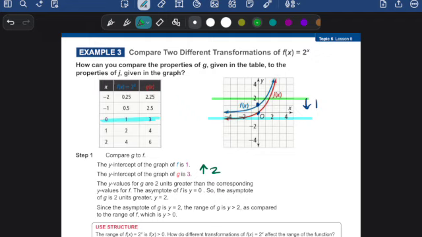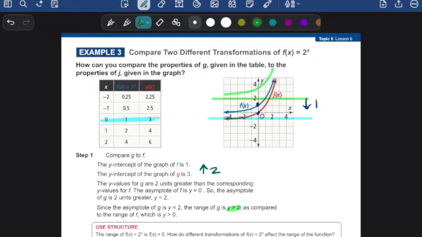So since the asymptote is at y equals 2, the range is going to be everything greater than 2, because it's now approaching 2. It never gets to 2. The domain is still going to be all real numbers.